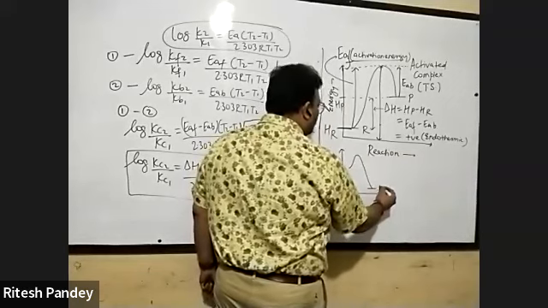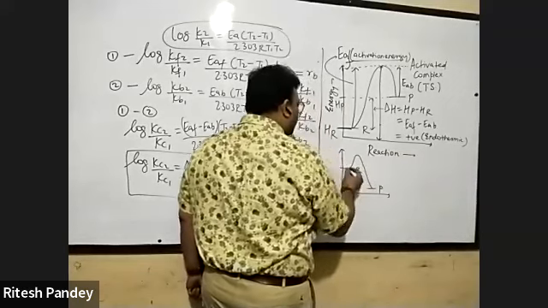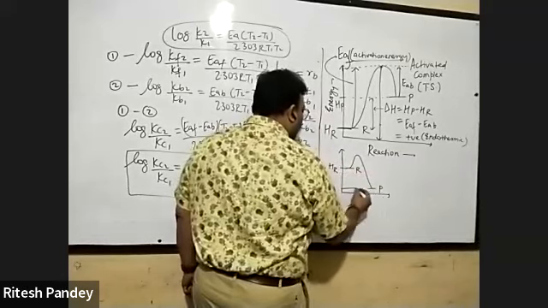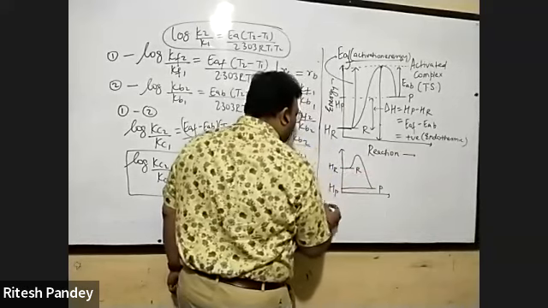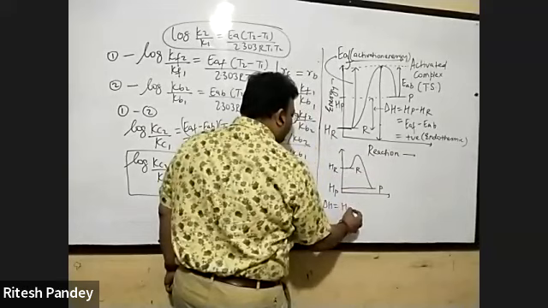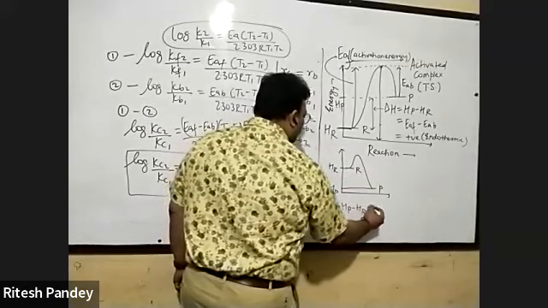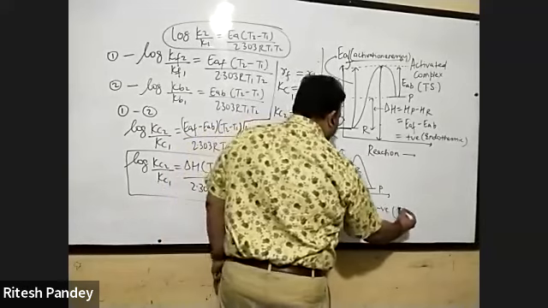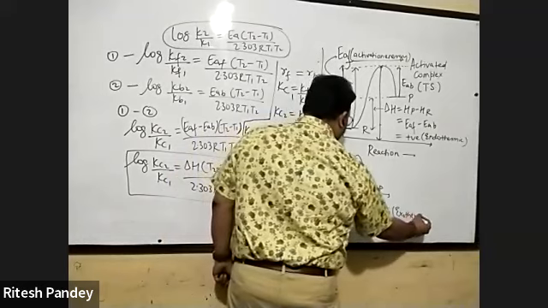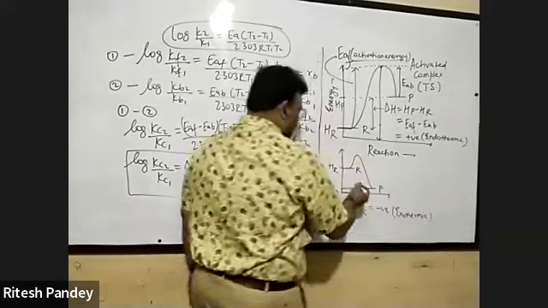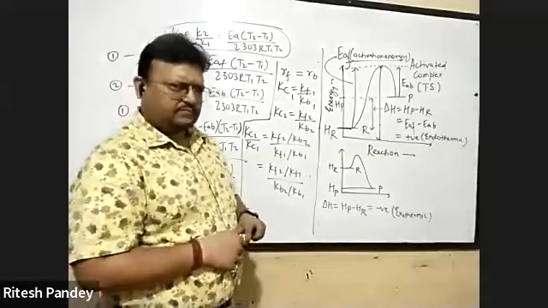If you ever see plots where HR is higher than HP, naturally delta H, which is HP minus HR, would be negative for a process which is exothermic, because HP will be lower than HR.